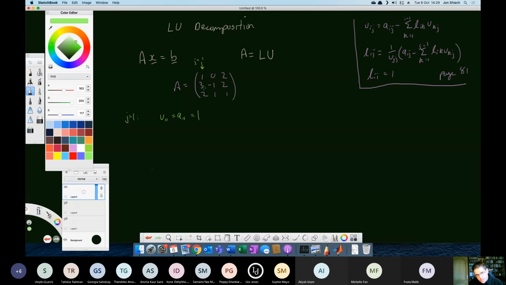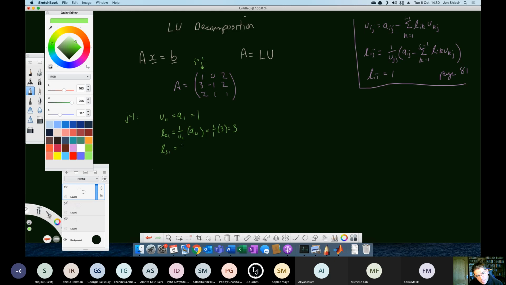If I go down to this element here, this is in the lower triangular region, so I'm going to calculate L21. According to this equation, L21 is 1 over U11, because j is 1, multiplied by A21. Note this summation we don't use, because j is equal to 1, and therefore k goes from 1 to 0, so this summation doesn't exist at the moment. U11 was 1, A21 is 3, so L21 is just 3.